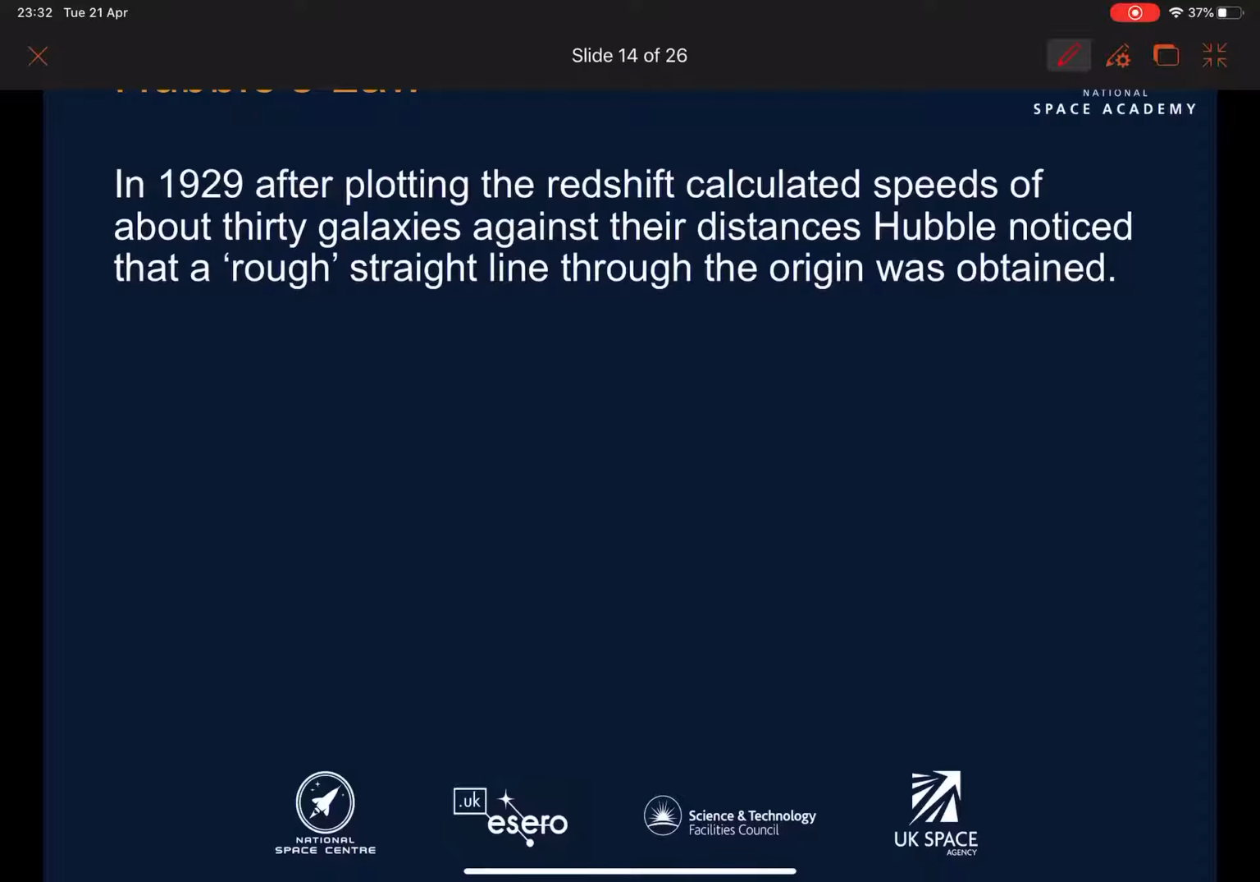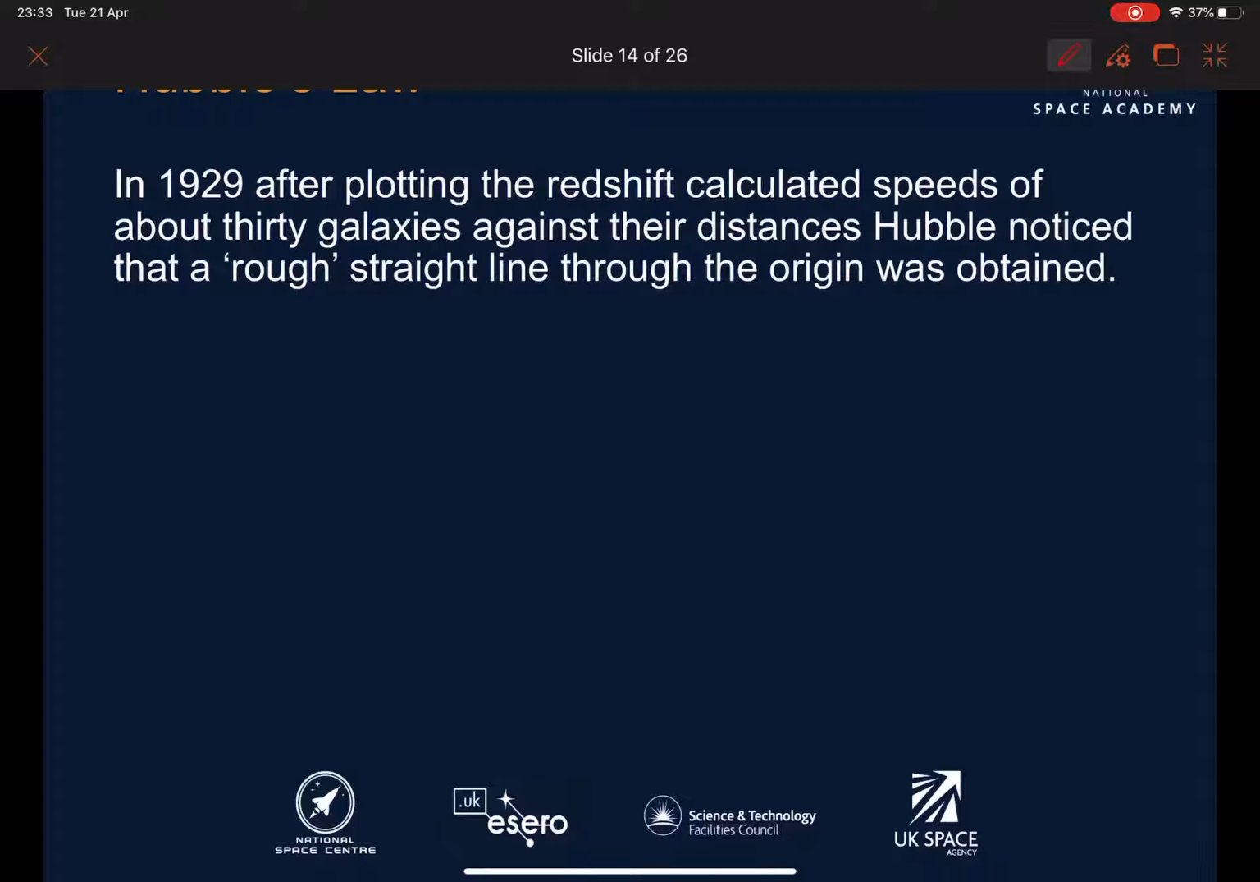So now we're on to Hubble. This is what I asked you to read yesterday. So what did Hubble do? He plotted the amount of redshift, and he was using the equation we just used, the Doppler equation. So he was looking at the spectra, he was identifying certain lines, and he was seeing how much they'd been shifted from where they should be. From that, he could work out the speed those galaxies were travelling at.